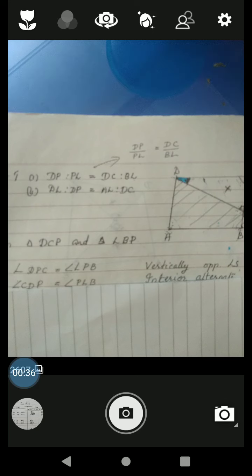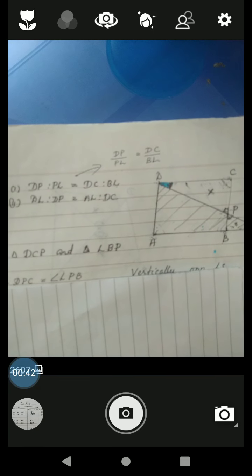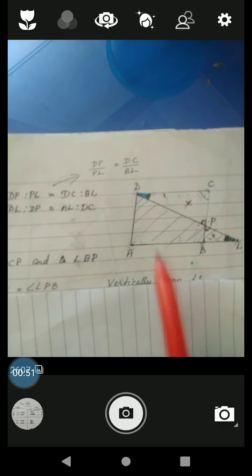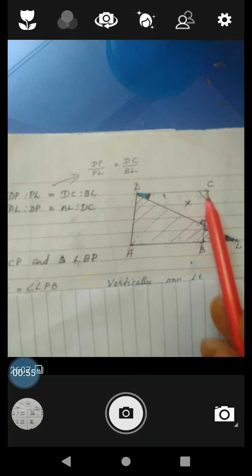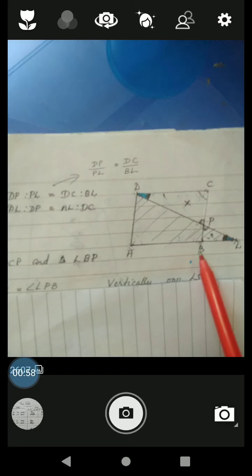Now, in exercise 15a, question number 3, we can do that. I'll read the question. P is a point on side BC of a parallelogram ABCD. So we can draw a parallelogram ABCD. P is a point on side BC. Okay, draw a figure.